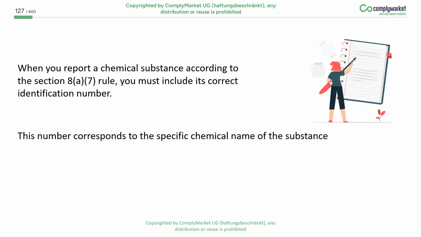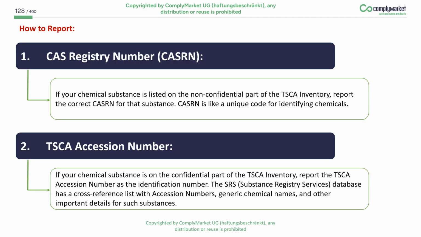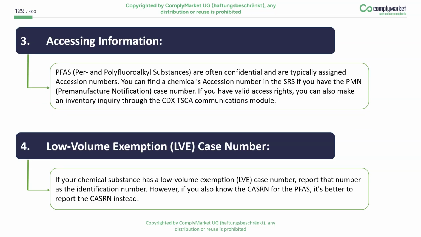I offer also a correct representation of the molecular structures. When you report a chemical substance according to the Section 8(a)(7) rule, you must include its correct identification number. This number corresponds to the specific chemical name of the substance. How to report using the CAS registry number or TSCA accession number, if a chemical substance is on the confidential part of the TSCA inventory. You can find the chemical's accession number if you have the PMN, pre-manufacture notification case number. For a low volume exemption, the LVE case number, you can also report that number as the identification number.